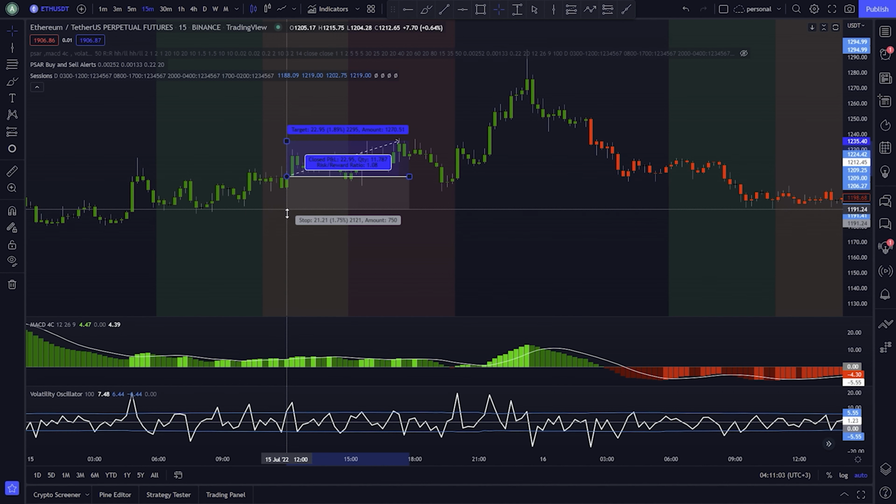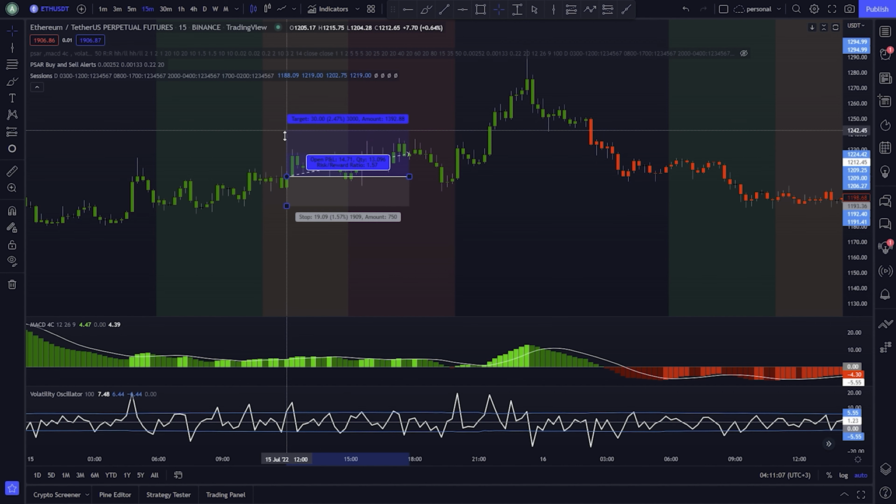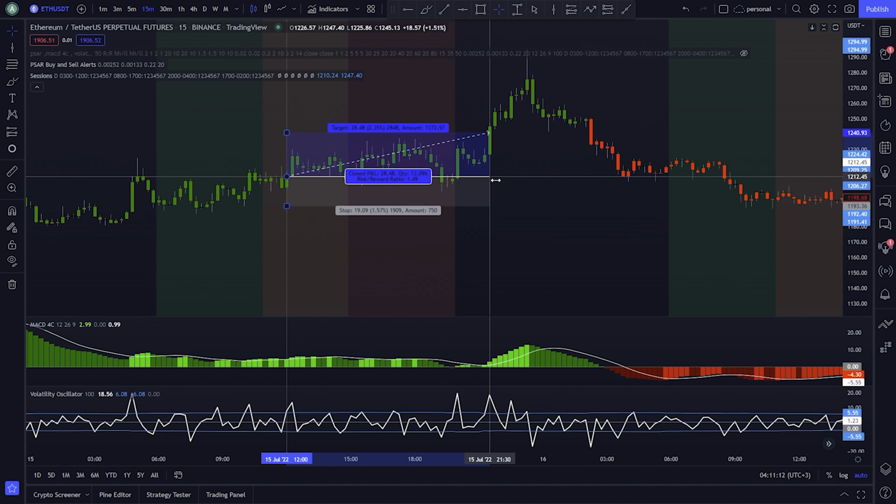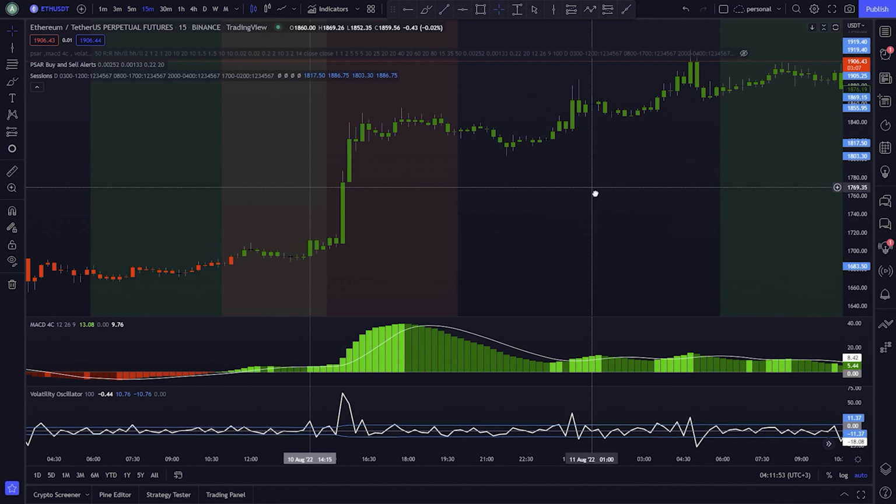Our stop loss must be under the recent swing low, and the risk to reward ratio will be 1.5. Here all conditions are fulfilled.